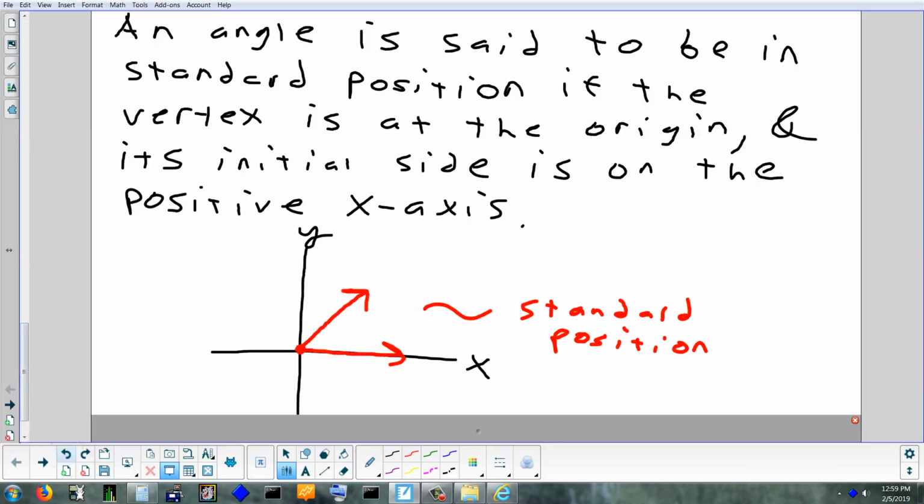What that basically does for us is if I ask you to sketch a 45-degree angle, everybody's angle should pretty much look the same. It's not like people would have an angle turned funny and stuff like that. Everybody's would look like that if it's in standard position. Any questions on that?